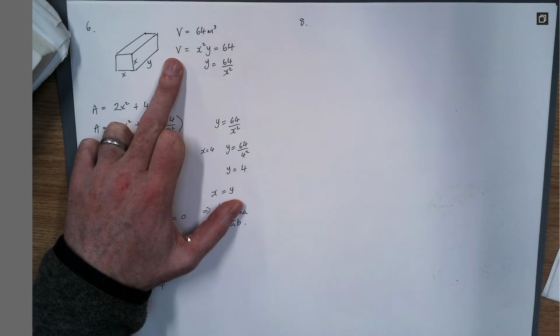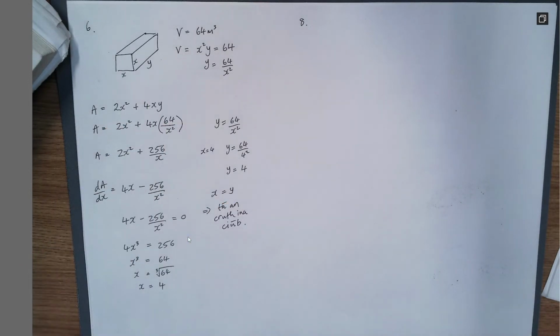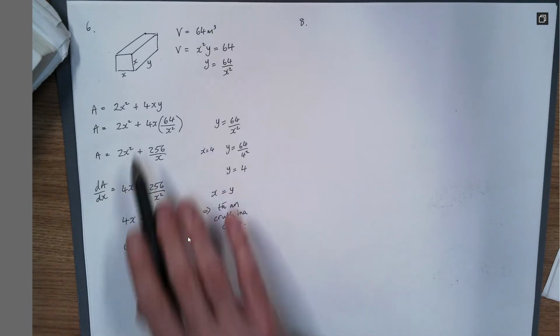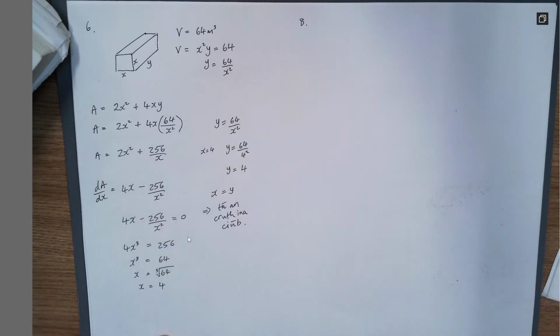Show that x squared y is equal to 64. So write y in terms of x, then write A in terms of x, then differentiate dA/dx, and find the local max and local min using dy/dx and so on.